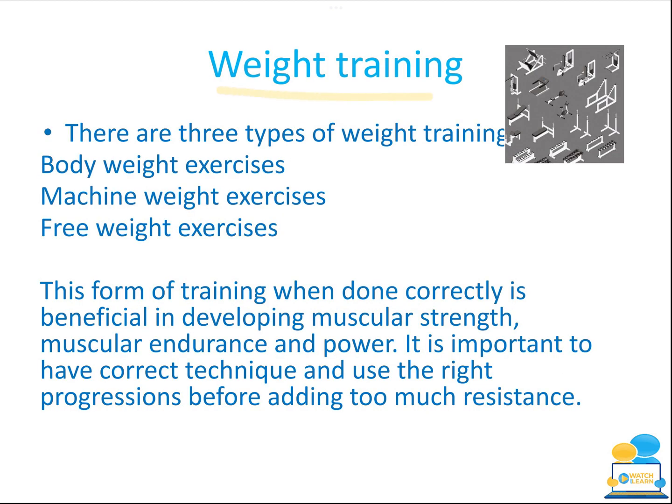Weight training or resistance training, there are 3 types: body weight, machine weight, and free weight. When done correctly, this form of training is beneficial in developing muscular strength, muscular endurance, and power. It's important to have correct technique and use the right progressions before adding too much resistance. For progressive overload, an increase of about 5% to 10% each week is recommended, more towards 5% to start, and then as the athlete develops quite quickly, up to 10% can be added.